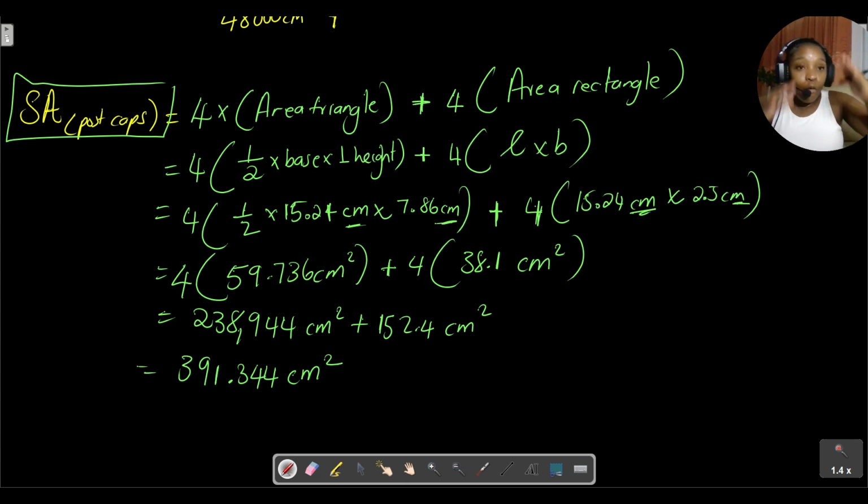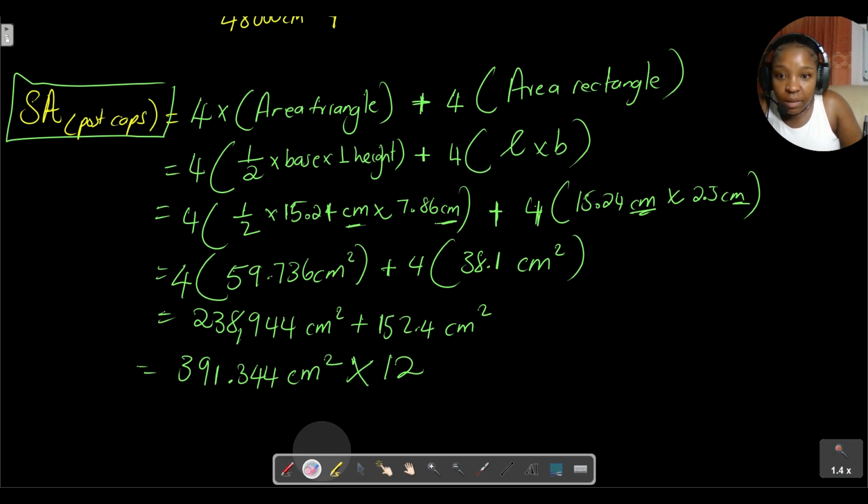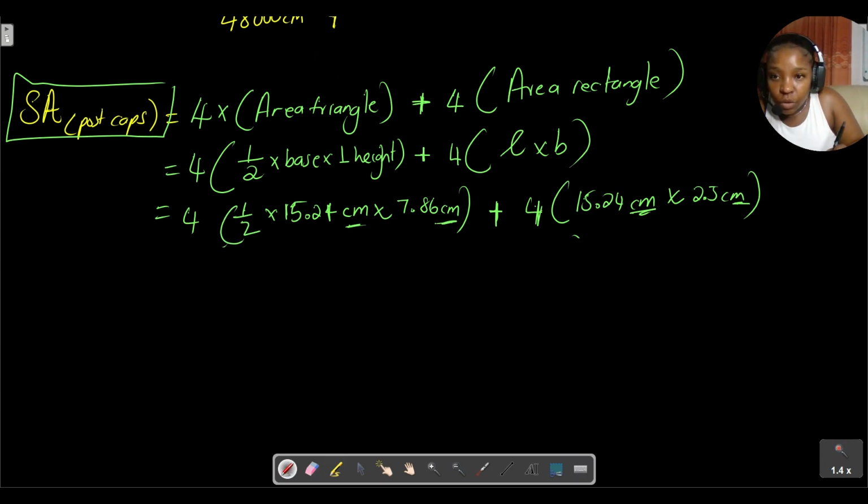But for all of the posts that he's going to erect, he needs to put a post cap. So that just means that we still need to multiply that by 12. What are we getting when you multiply by 12? Okay, so I made a silly mistake here. Let's just correct it quickly. It's going to be half times 15.2 centimeters times 7.86. It's going to be 59.8932. Let's just fix that.